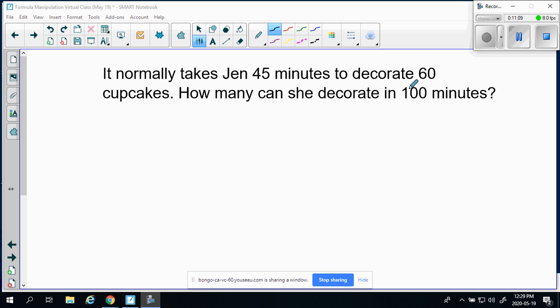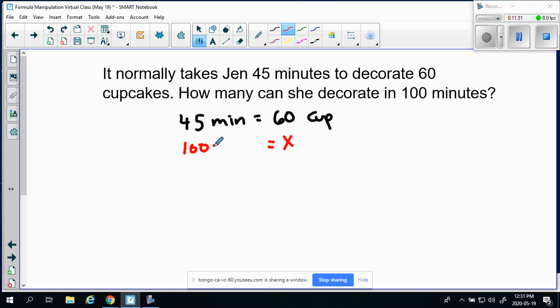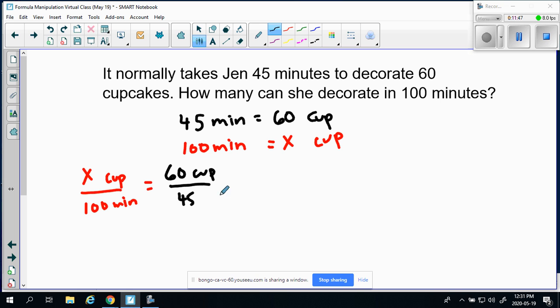Normally it takes Jen 45 minutes to decorate 60 cupcakes. How many can she decorate in 100 minutes? So we need to set up our proportions. We know that 45 minutes, you give her 45 minutes, she'll get you 60 cupcakes done. But how many can she decorate in 100 minutes? So we're going to set this up with x cupcakes and 100 minutes. And we're going to set that equal to 60 cupcakes in 45 minutes.